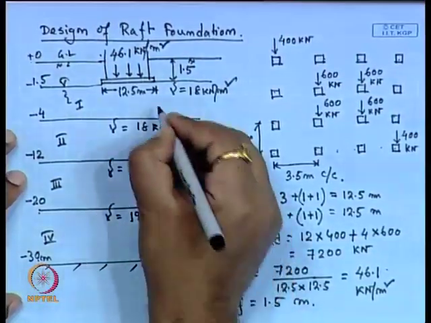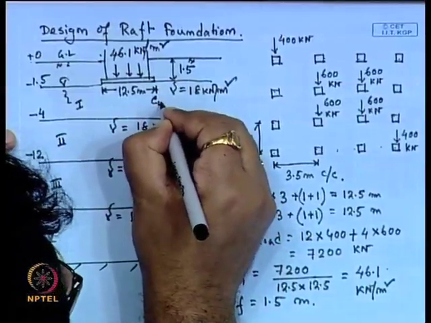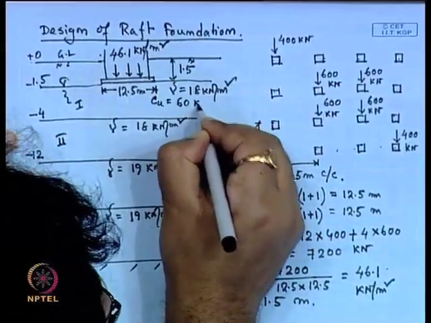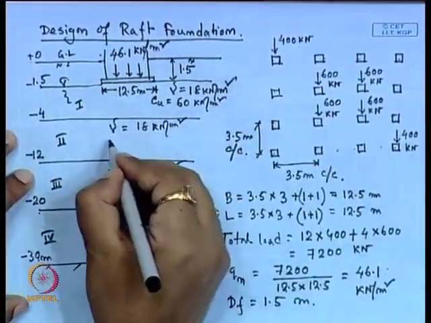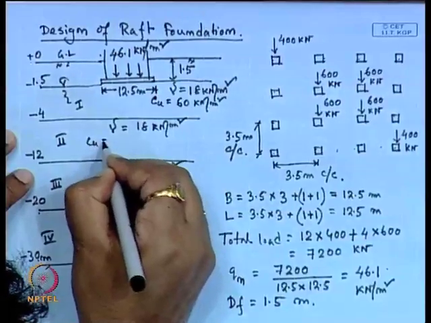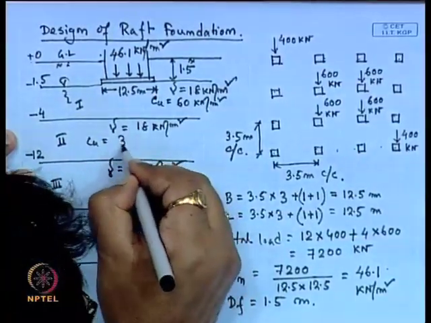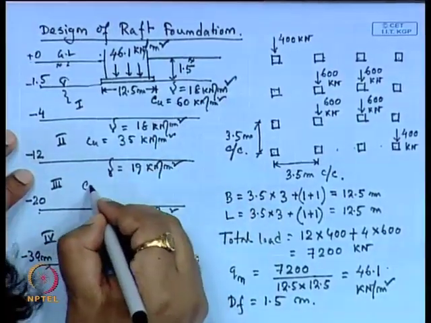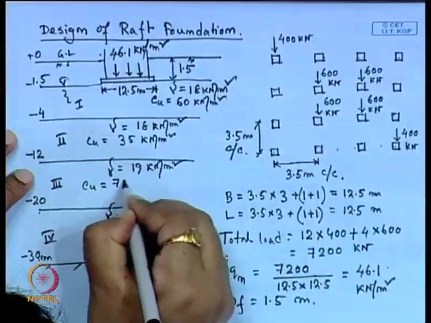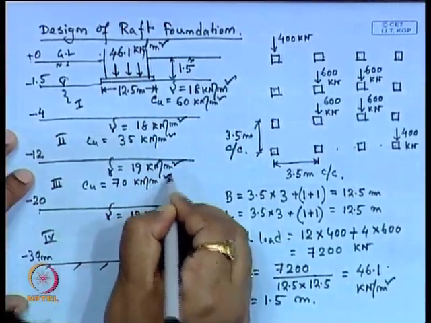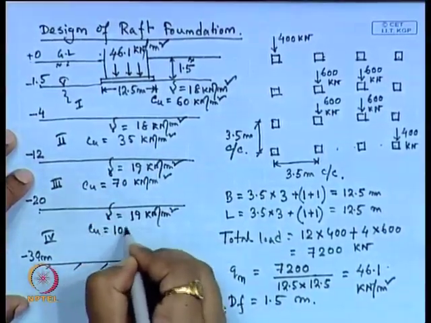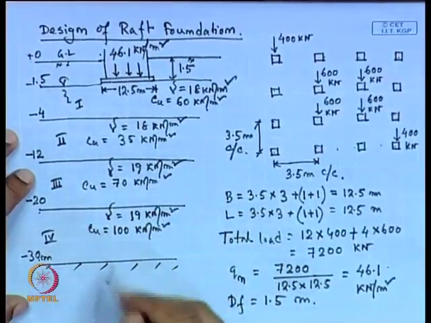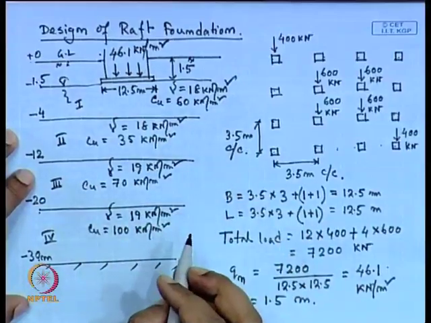Now, these are all clay soils. The Cu value for layer 1 is given as 60 kilonewton per meter square. Cu value for the second layer is 35 kilonewton per meter square. Cu value for the third layer is 70 kilonewton per meter square. Cu value for the fourth layer is 100 kilonewton per meter square. These are the soil data observed after the testing.